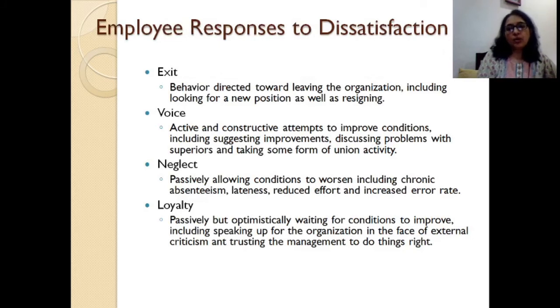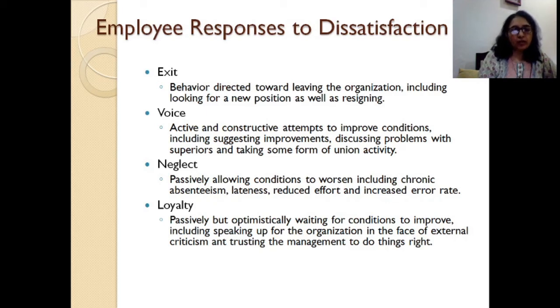Now, people respond in a different way to dissatisfaction at work, and research has given these four different ways of reacting to dissatisfaction at work. One is exit, that is behavior directed towards leaving the organization. So people who are dissatisfied at their work may exit the organization, resign, and look for other positions or new jobs.